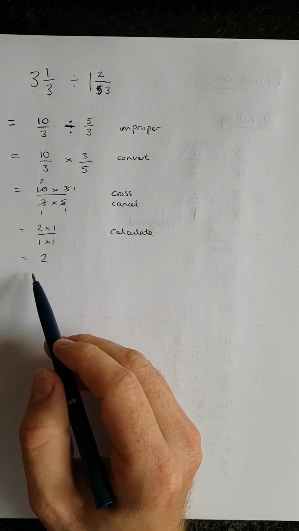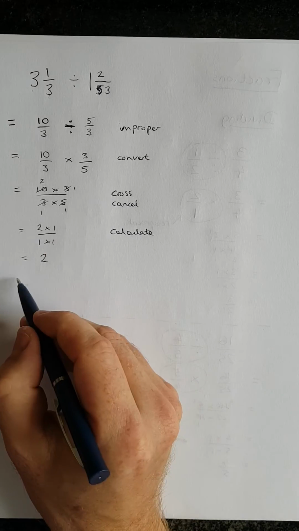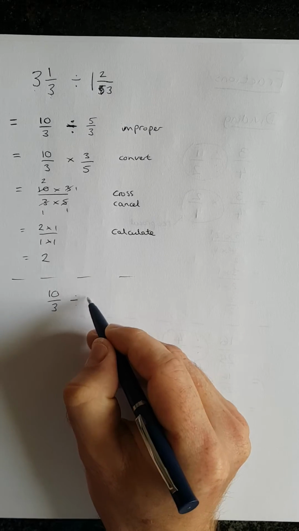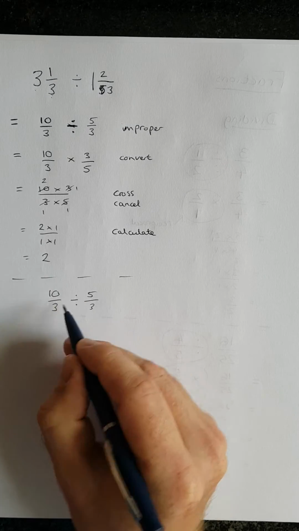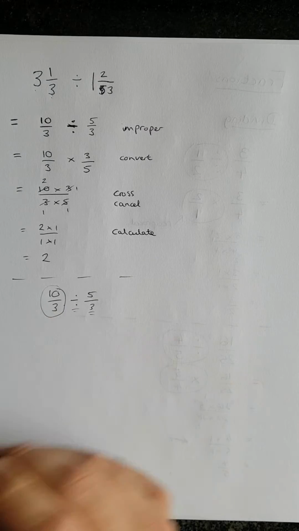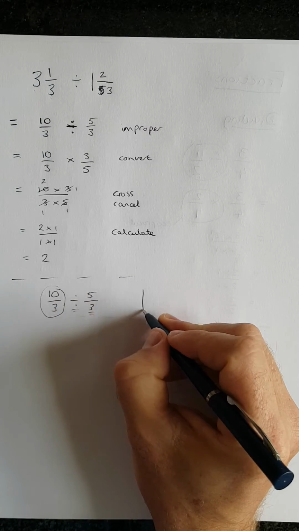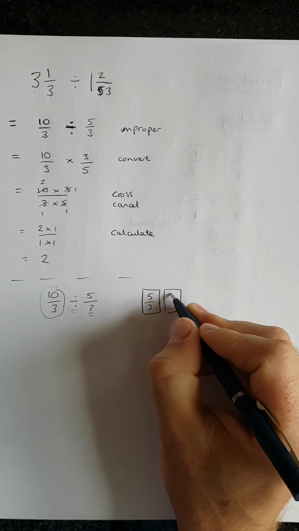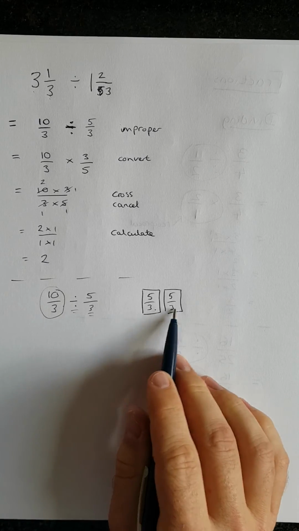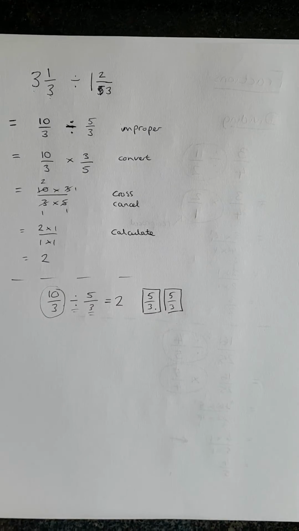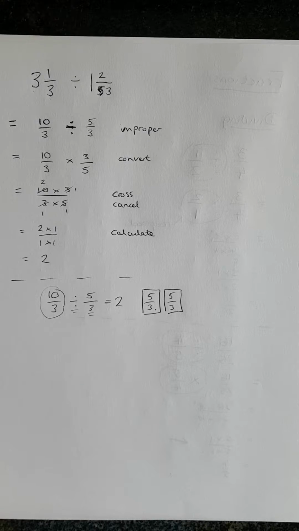Now, the answer here is an interesting one. It's a bonus. Should we have seen this coming? I've got 10 thirds, and I cut that into 5/3 portions. So here's 5/3, and here's another 5/3. That makes 10/3. So the answer of 2 could have been something I spotted earlier.